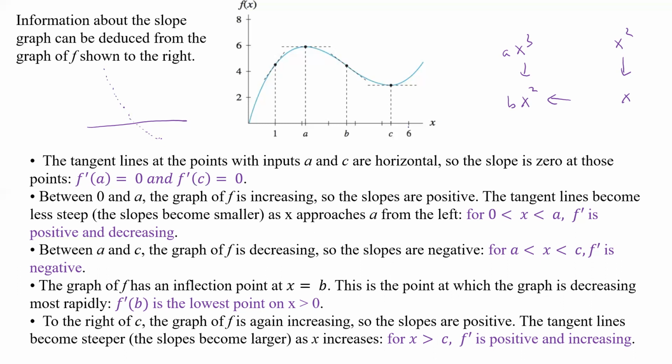Now between C and going to the right, what's happening? Well, it's increasing again. It starts out slow, then it goes higher and higher and gets steeper as we go to the right. And so basically, for x greater than c, f prime is positive and increasing. So we're going to kind of come back up here again like that.